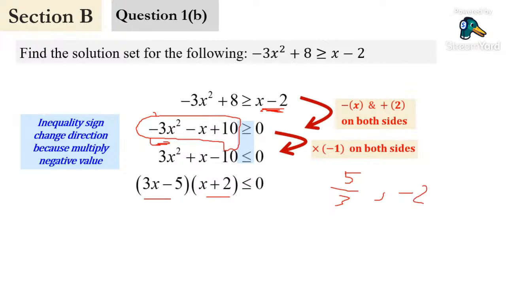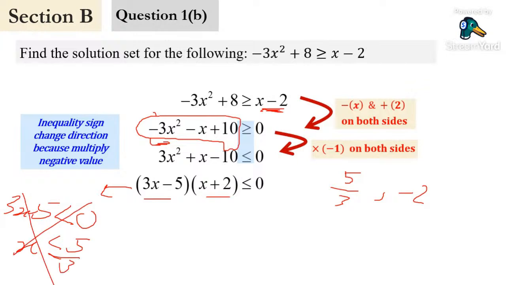So by right, after you do this factorization, guys and girls, please don't do work like this. For example, some students will do this: 3x minus 5 less than or equal to 0, x less than or equal to 5/3. Okay, this is useless work. If you do the graphical method, you will never ever need to do that. It serves no purpose.